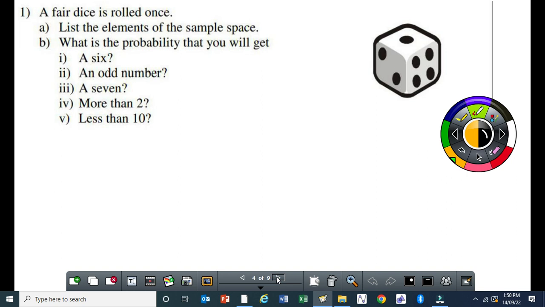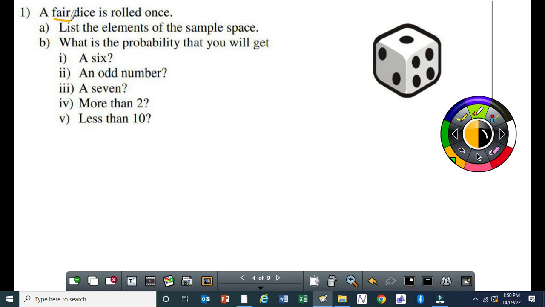A fair dice is rolled once. What do you think the word fair means? There's an equal chance of each. Yes, it means there is an equal chance of getting any of the 6 outcomes. It means it's probably a perfect cube. So it is rolled once. List the elements of the sample space.